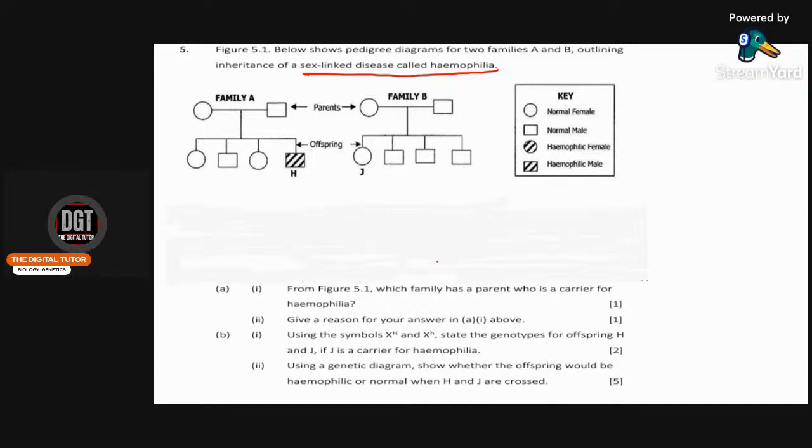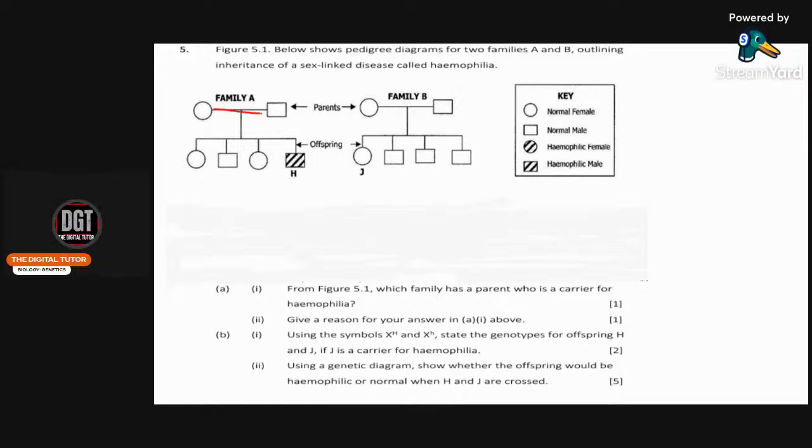Now, before you answer this question, it's very important that you look at the key. What key is given here? So the key that is given is this one. If you see a circle which is not shaded, just know that is a normal female. When you see a box that is not shaded, just know that is the normal male. When you see the one that is shaded, just know that that is the hemophilic female. Then the box that is shaded, just know that is a hemophilic male.